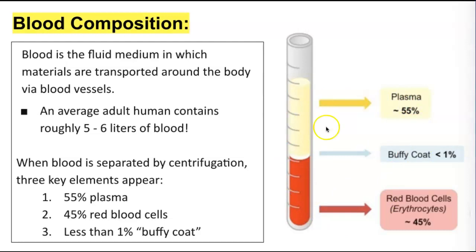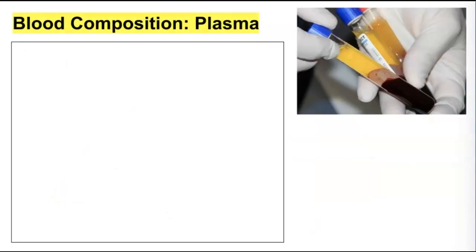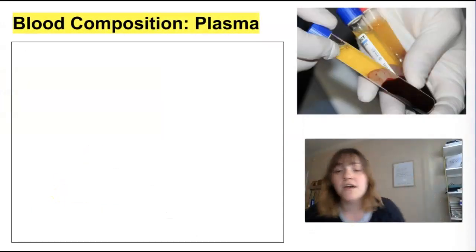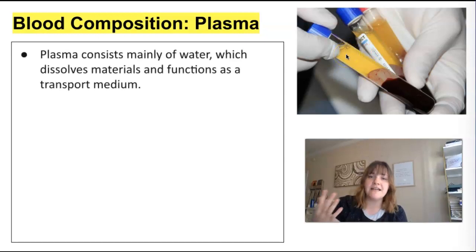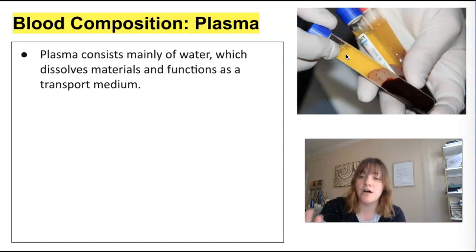So you can probably guess we're going to start with plasma. Blood composition, plasma. This is what we are starting with. You're just going to continue on your notes here. If you need to pause, take your notes, pause, take your notes, but I'm going to keep on trucking along. Plasma is this yellow looking liquid here. You're probably like, what? That is in my blood? But yes, it is. Plasma is the fluid part of your blood. It consists mainly of water, and it dissolves materials and functions as the transport mechanism for all of the materials that are dissolved in the blood.